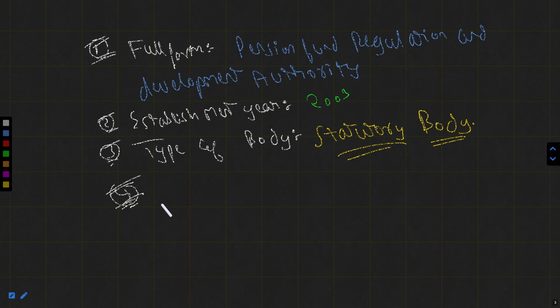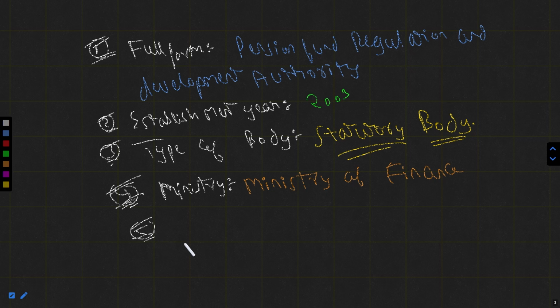Fourth point, under which ministry does it come? It comes under the Ministry of Finance. Fifth point, it's about the headquarters. Where is its headquarters? Its headquarters is at New Delhi. So these are the 5 basic things which we should revise before continuing this topic.